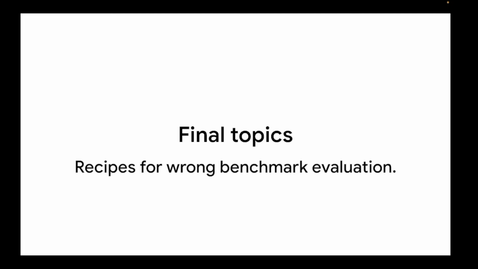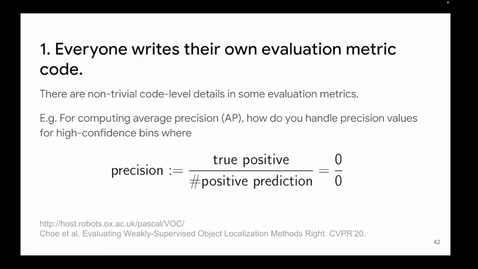So now, what are the recipes for wrong benchmarking? Okay. So the first way to do it wrong is everyone is writing their own evaluation metric. When you write an evaluation metric, there are some non-trivial bits. For example, when you write your code for precision computation, when the threshold is super high, then you encounter quantities like 0 divided by 0, because the true positive is 0 for a super high threshold, but also the number of positive predictions is 0. So how you exactly define this quantity could make a small difference in the evaluation afterwards.